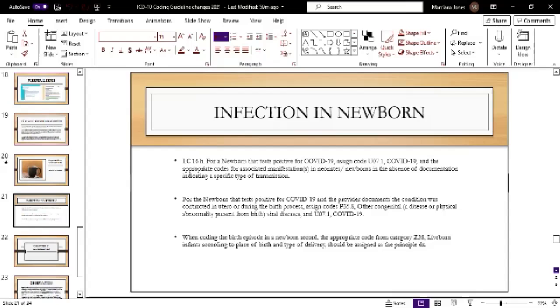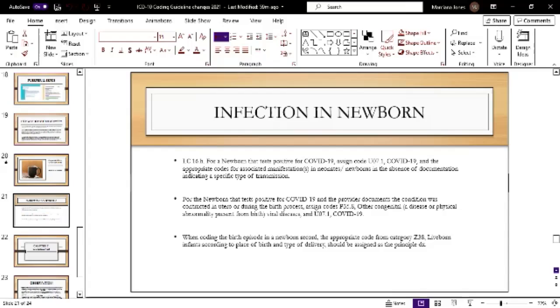So for newborns that test positive for COVID-19 and the provider documents the condition was contracted in utero or during the birth process, assign code P as in Paul 35.8, which is other congenital viral diseases. And then you're going to code the COVID code. Now, congenital is a disease or a physical abnormality that's been present from birth.